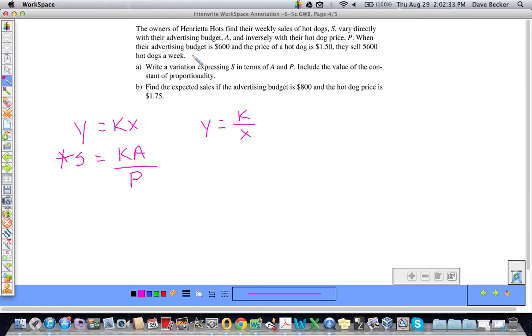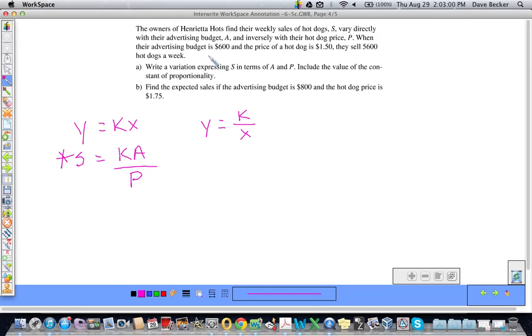When their advertising budget is $600 and the price of a hot dog is $1.50, they sell 5,600 hot dogs a week. Write a variation expression S in terms of A and P. Include the value of the constant of proportionality. So now we have to find the value of the constant of proportionality. So we started here, and let's use this information right here.